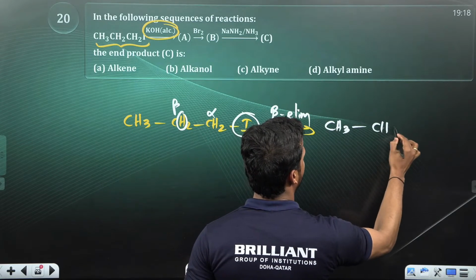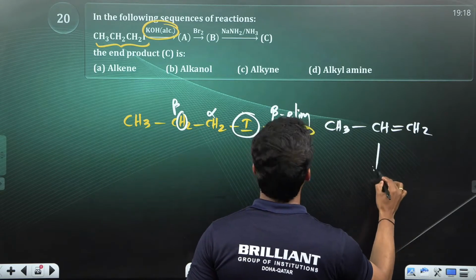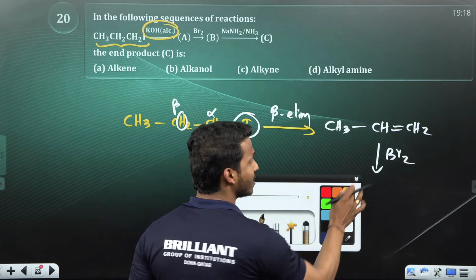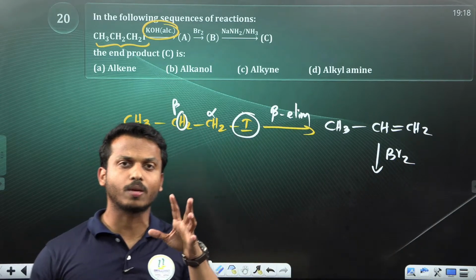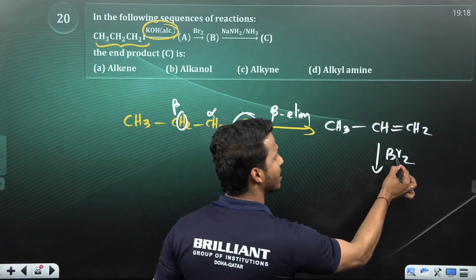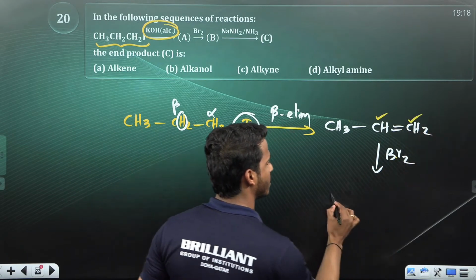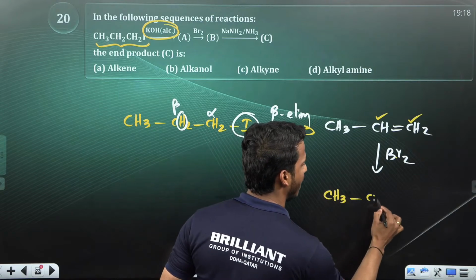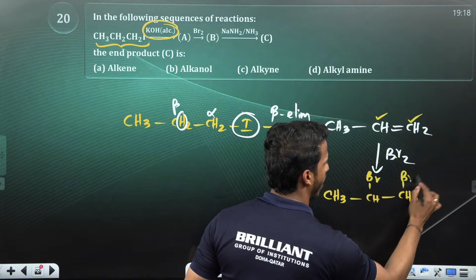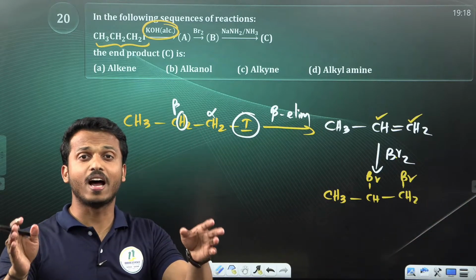We get the compound propene. To propene, second step, they are adding Br2. We know unsaturated compound when react with the bromine water, what happens? You will get vicinal dihalide. So place this bromine, one on this carbon, one on this carbon. You will get CH3, CH Br, then CH2 Br. What is this? Vicinal dihalide.